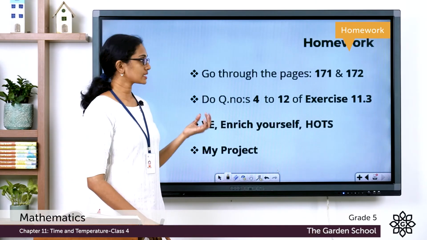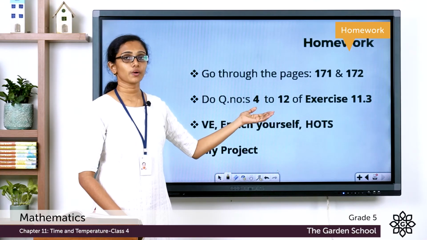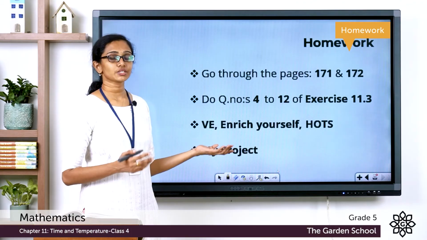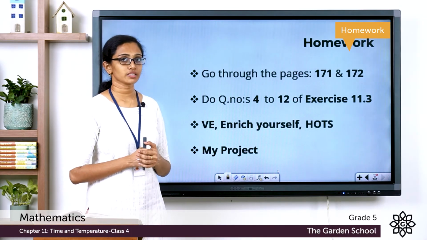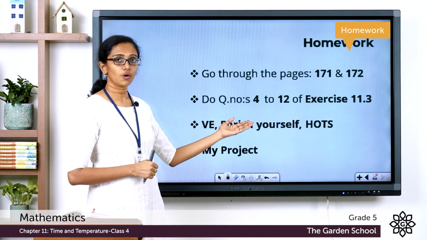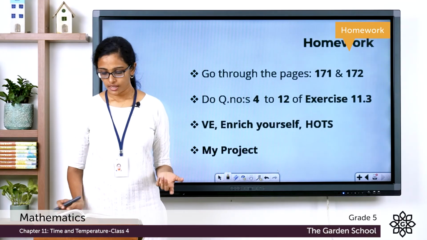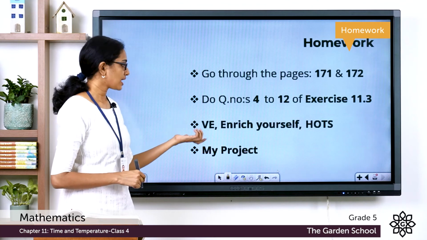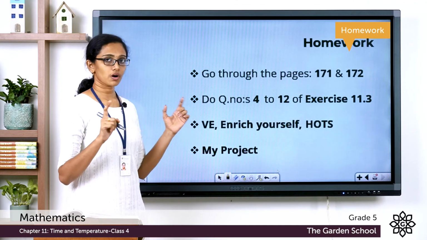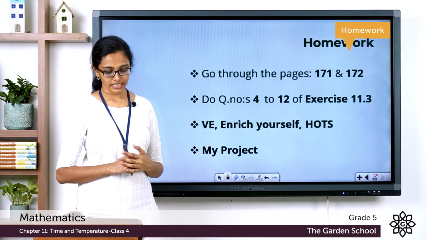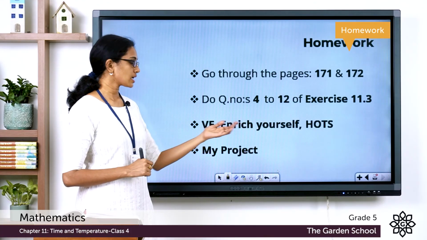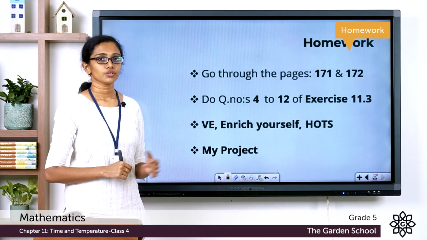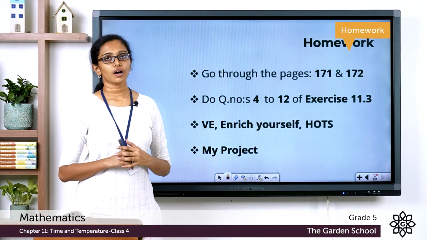Now you can go through these topics on pages 171 and 172. Then you have to complete the rest of the questions from exercise 11.3, that is from question number 4 to question number 12. And on page number 174, you can see the value education question and there is a box called Enrich Yourself, and there is a question under the heading HOTS and also an activity under the heading My Project. So you go through all these and do accordingly.